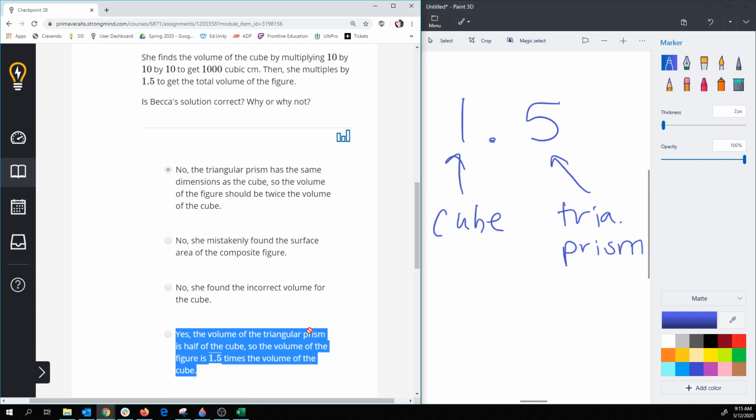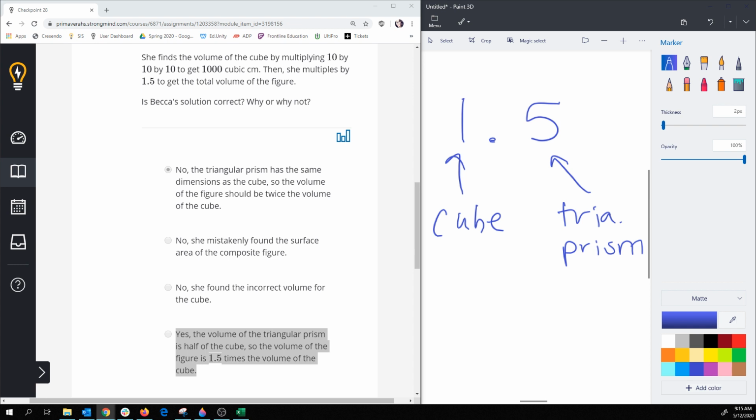So yes, she did find the volume of the triangular prism, and it is half of the cube. So this would actually work out, which is kind of a cool trick if you have a question like this with a cube on it on your exam, or if you see one in the future. So this would actually be correct.